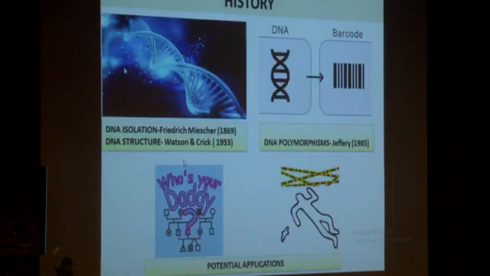Okay, leaving this story behind, we'll come back to the history. DNA was isolated in the year 1869. As I already told, it took around 90 to 100 years for Watson and Crick to give the DNA structure. It was only in the year 1985 that we found that there is DNA polymorphism.